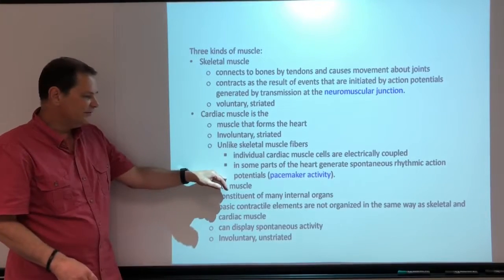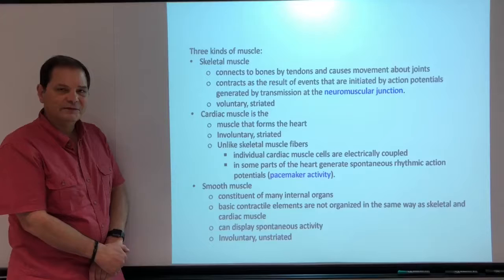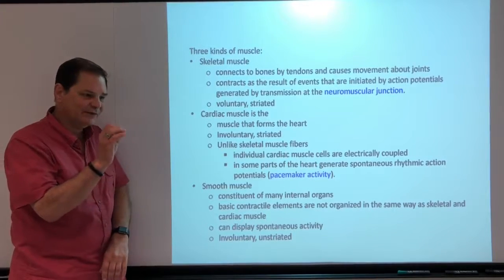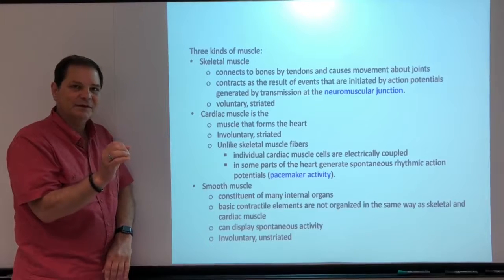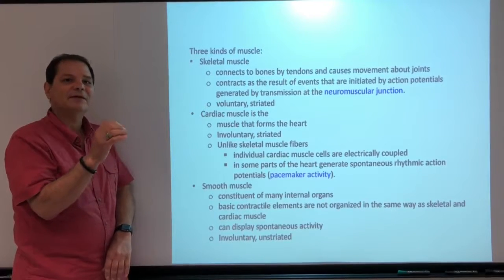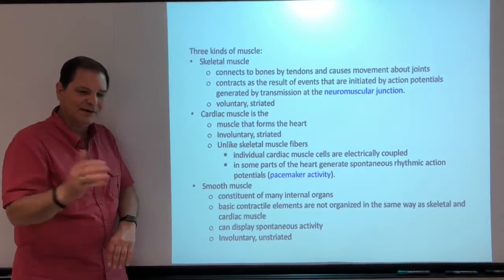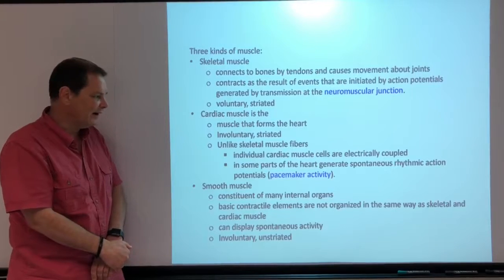And as you know, this is of course how the heart rate is set and generated. The cells in the SA node spontaneously throw an action potential, and then that action potential propagates from cell to cell and causes the heart to contract.